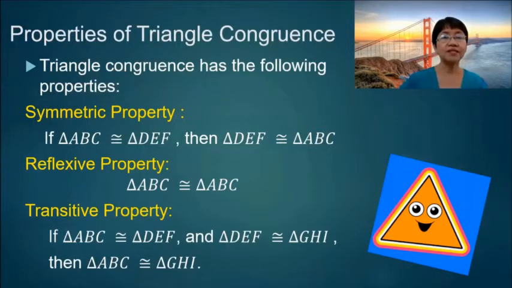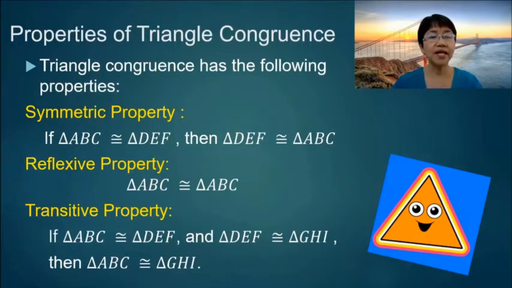And then the transitive property: if triangle ABC is congruent to triangle DEF and triangle DEF is congruent to triangle GHI, then triangle ABC is congruent to triangle GHI.